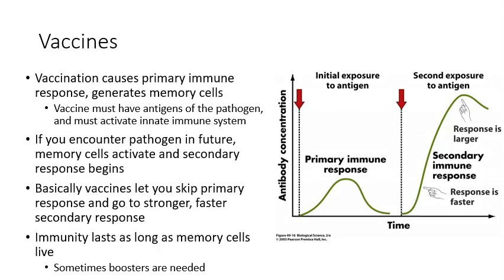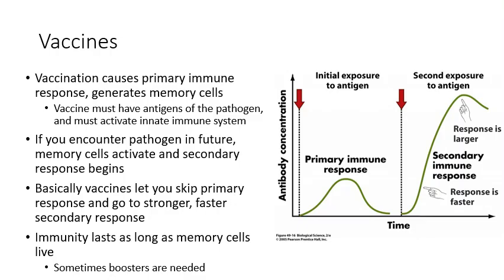And the last thing we'll talk about in this unit is vaccines. So the goal of a vaccine is to teach your immune system what a pathogen looks like so it can recognize it in the future. Basically, what this means is the vaccine needs to cause a primary adaptive immune response. So in order to do that, it needs to have at least an antigen from the pathogen, and it needs to activate the innate immune system.